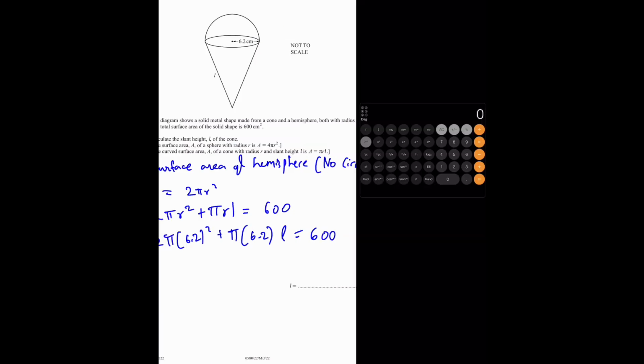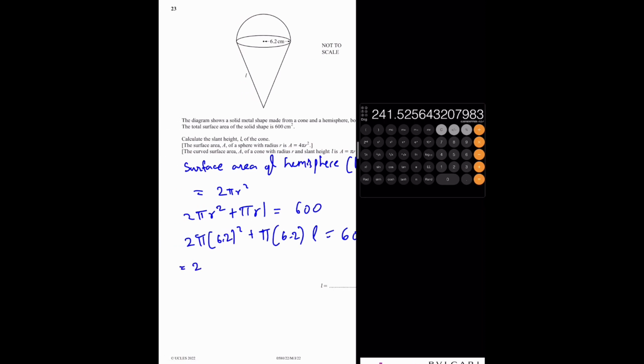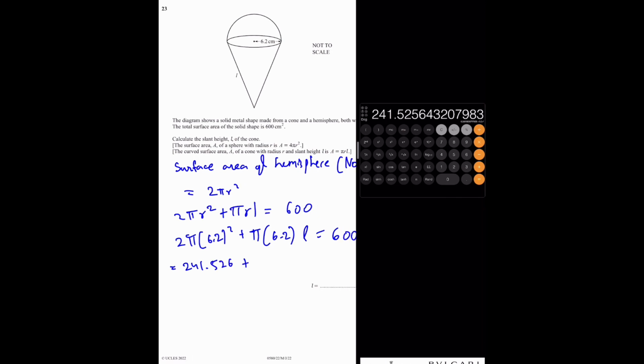I'll choose a calculator. Here we are. 2 into pi into 6.2 squared, which is equal to 241.526 plus now 6.2 into pi is equal to 19.478 into L. It's equal to 600. So 600 minus 241.526 is equal to 19.478 L.